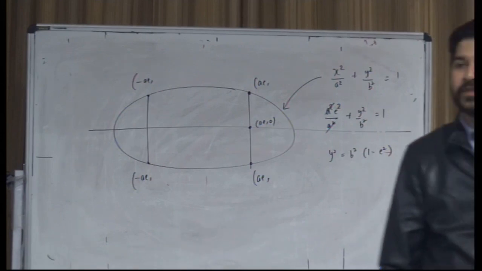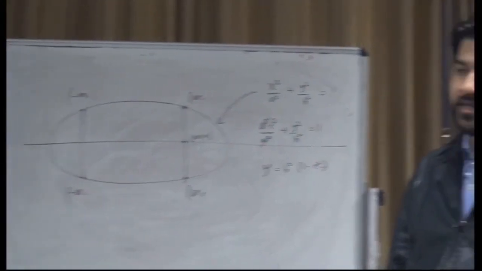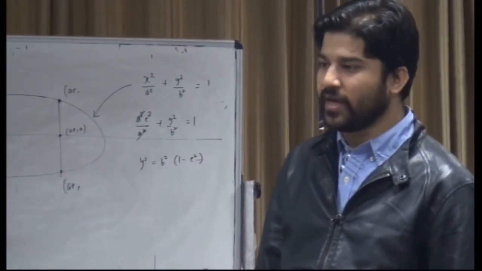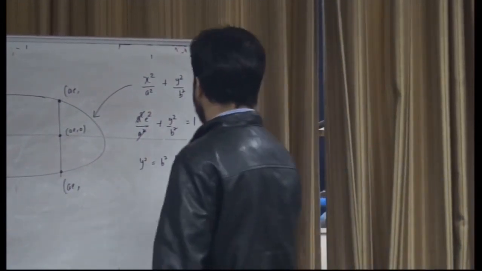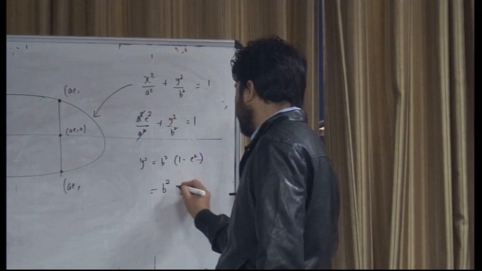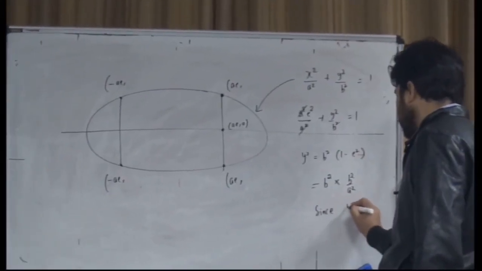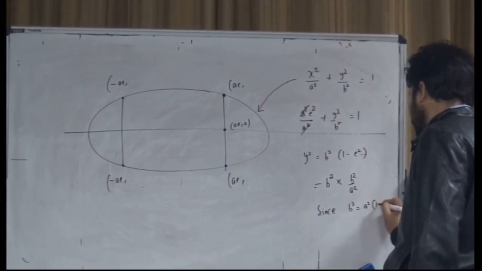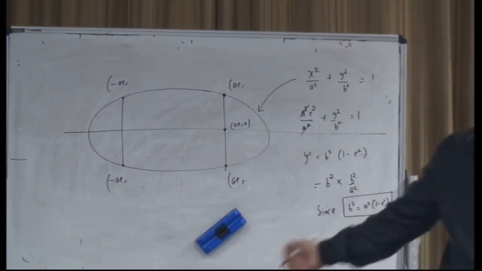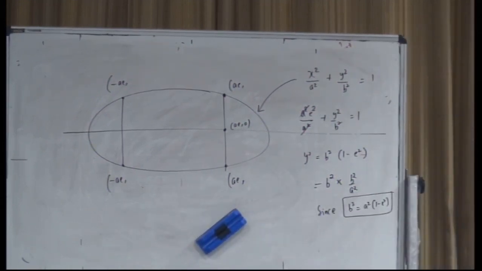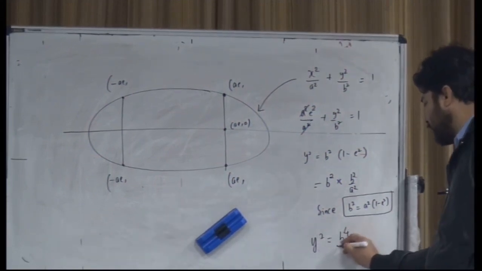Now we know b square is actually equal to a square into 1 minus e square, which means 1 minus e square is nothing but b square upon a square. So I can write b square into b square upon a square, since b square is equal to a square into 1 minus e square. Common sense, knowledge from the previous derivation. So y square is b to the power 4 upon a square.